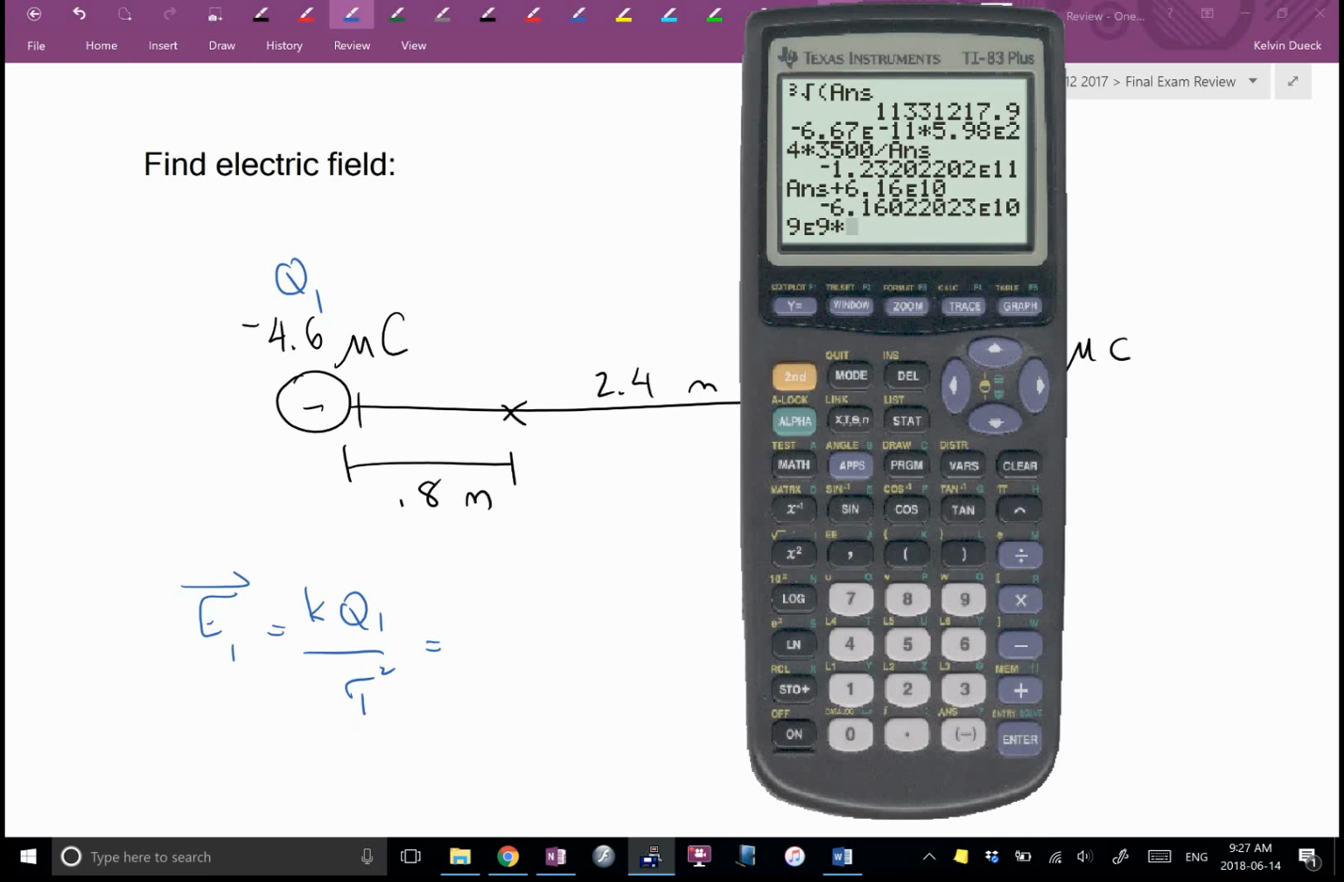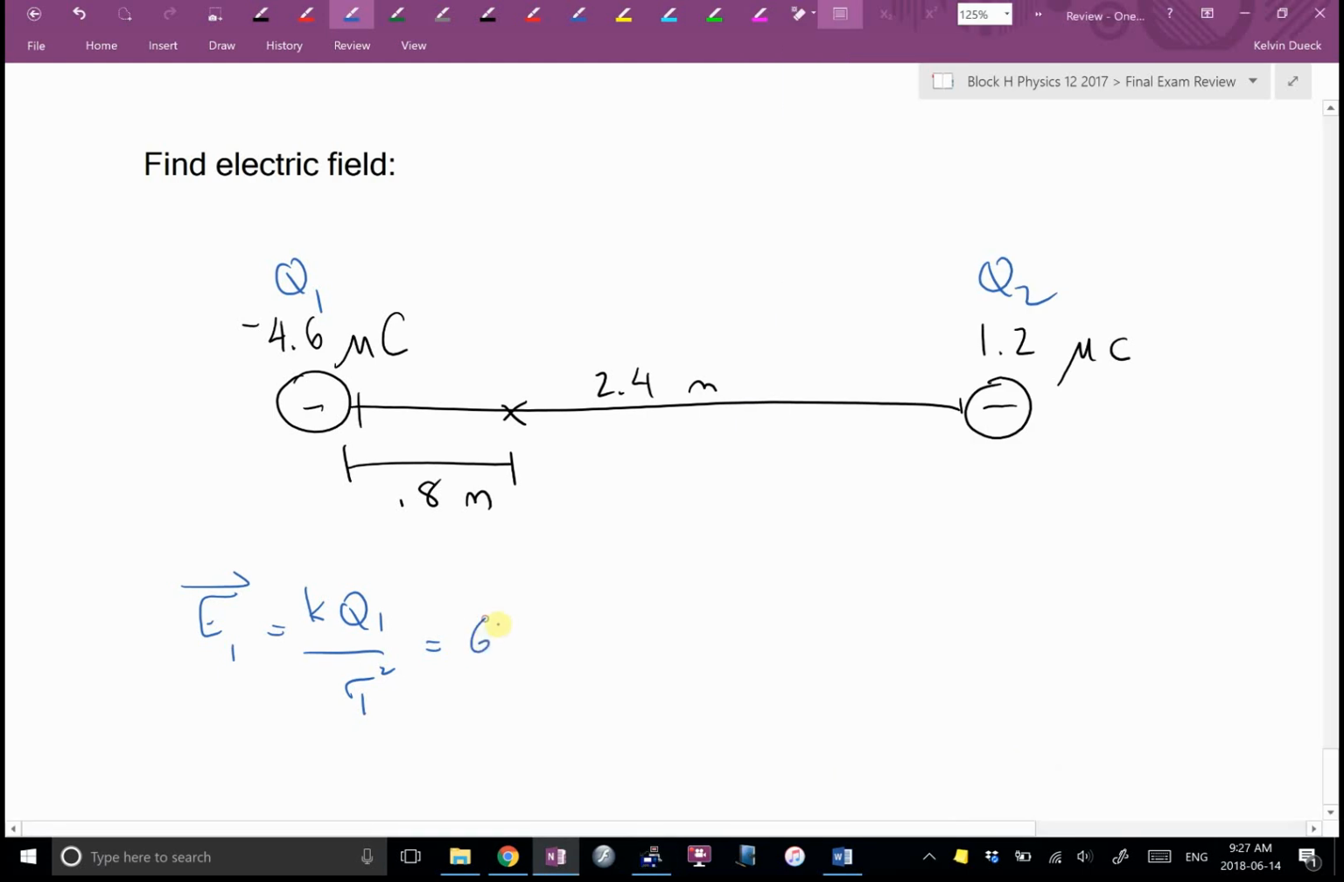Am I going to put the negative in? If it was voltage potential, I would. If it was energy, I would, but not for forces or fields. So it's going to be 4.6 micro, divided by 0.8 squared. And I get 64,687.5.